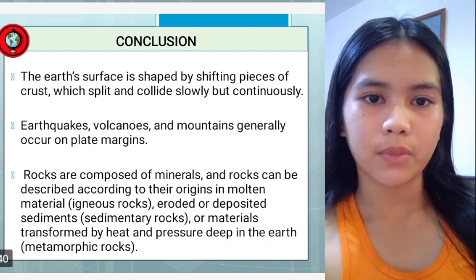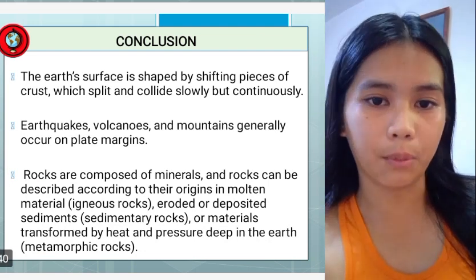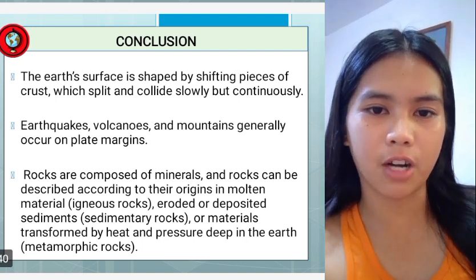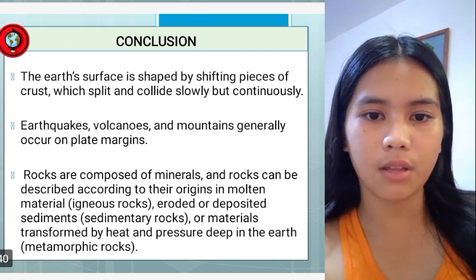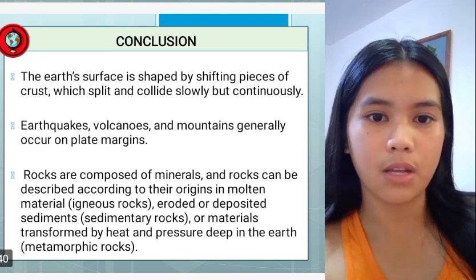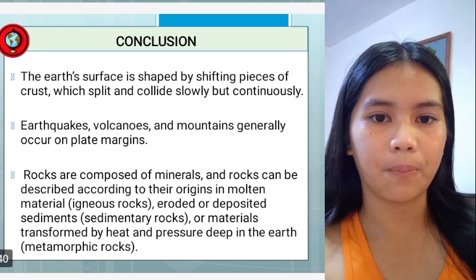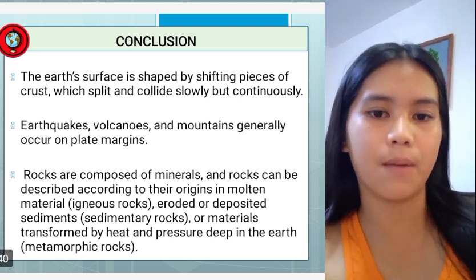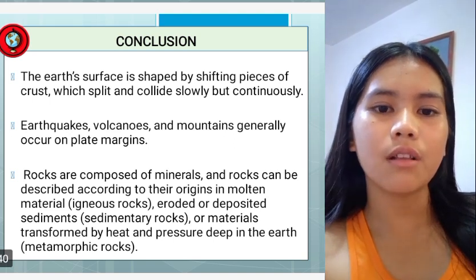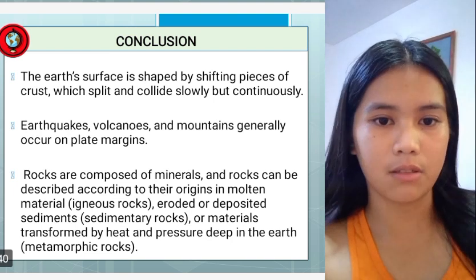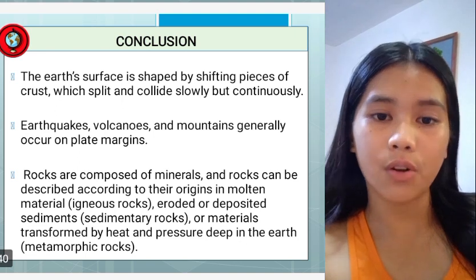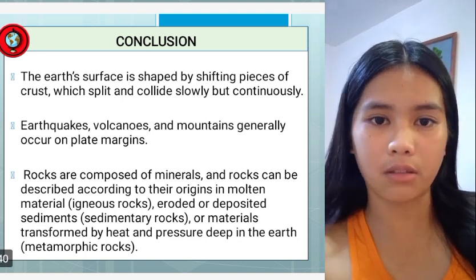Good day, everyone. I'm going to discuss the conclusion of our topic. The Earth's surface is shaped by shifting pieces of crust, which split and collide slowly but continuously. The Earth itself is moving as its plates continuously adjust slowly, thus creating structures on the surface. Earthquakes, volcanoes, and mountains generally occur on plate margins. These are examples of structures that form on the surface due to the shifting pieces of crust.